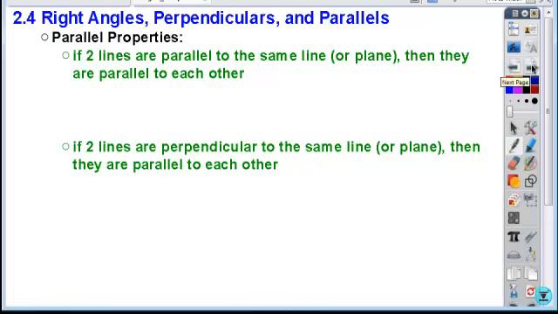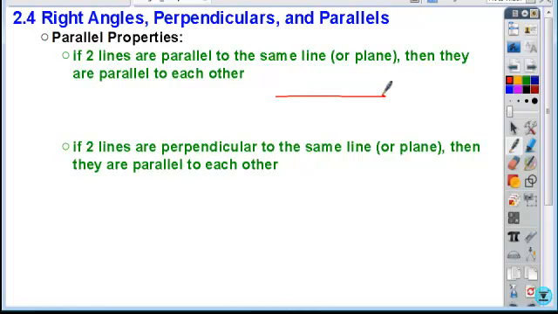In addition to the definitions, there are several properties to illustrate regarding parallel and perpendicular here. For both of these, the end result is parallel lines, but there are a couple of properties that lead to parallel lines. The first is: if two lines are parallel to the same line, then they're parallel to each other.